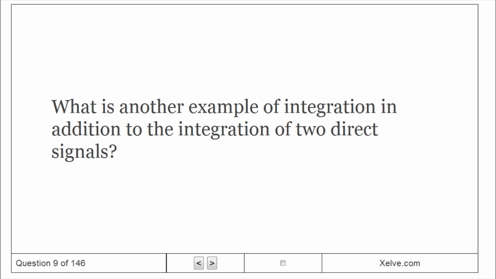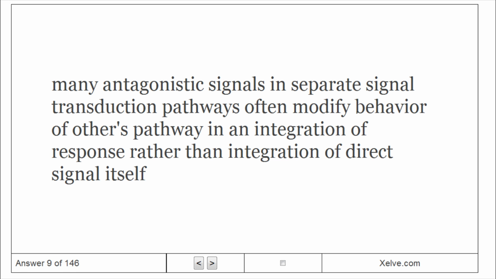What is another example of integration in addition to the integration of two direct signals? Many antagonistic signals in separate signal transduction pathways often modify the behavior of other pathways, giving an integration of response rather than integration of the direct signal itself.